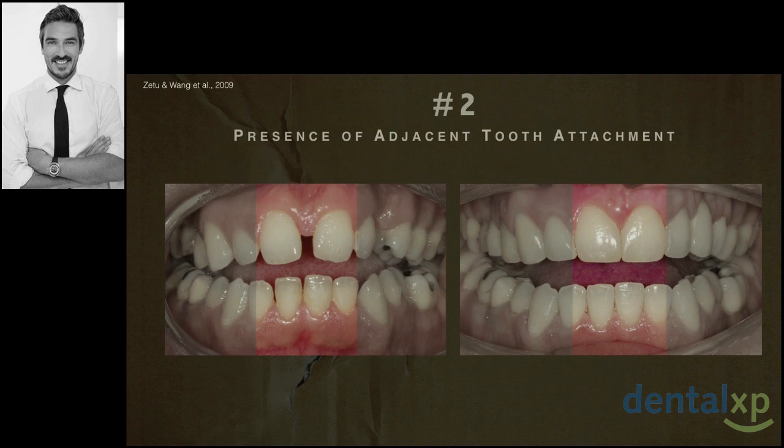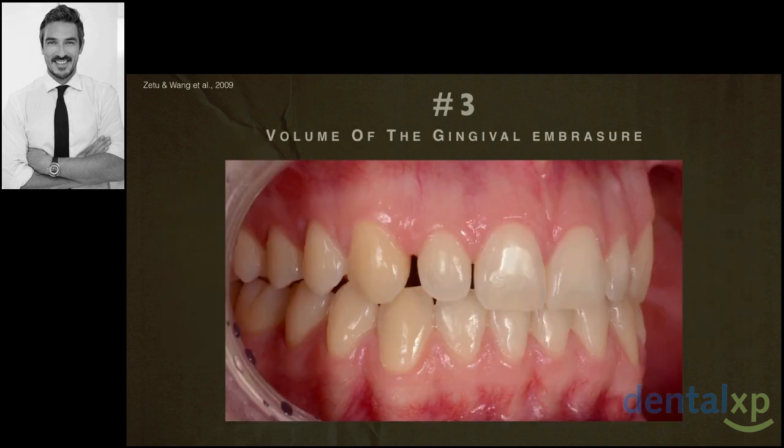So when we don't have teeth that are adjacent, we will not have a papilla. This is pretty logical. And in this case, we just did a bit of Invisalign, brought those teeth together, and there you see the papilla. So number 3 is volume of the gingival embrasure. So of course, if we don't have that as well, we will not have the papilla.